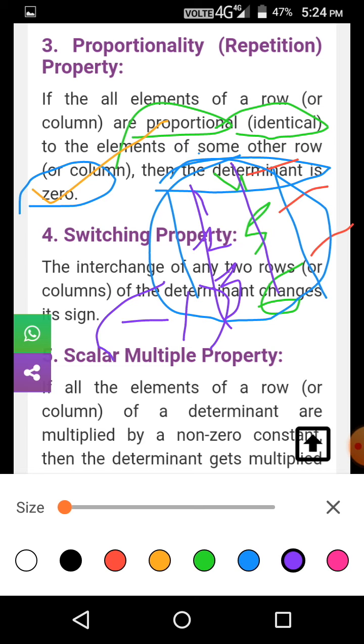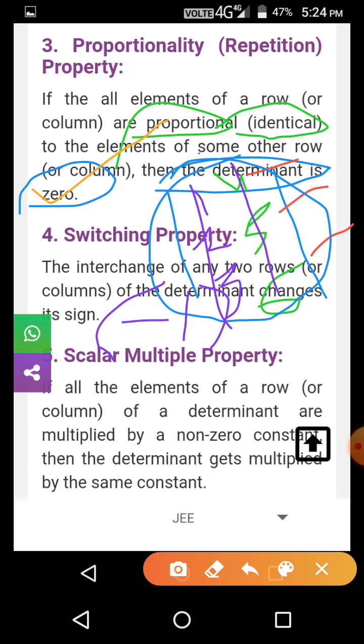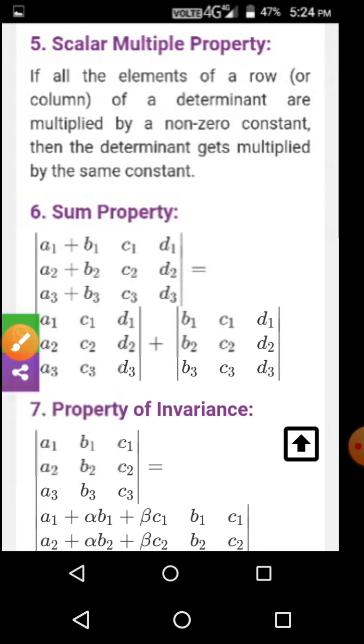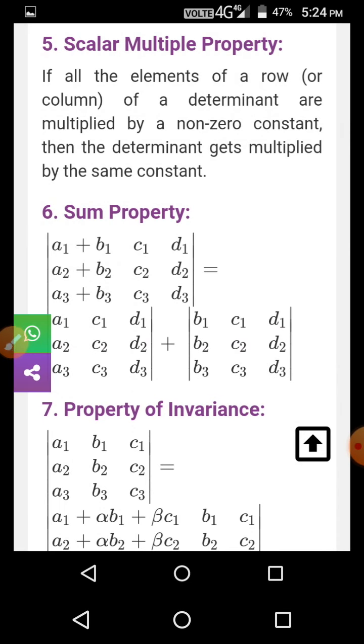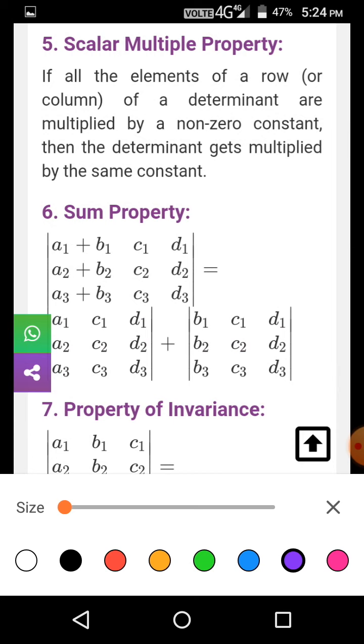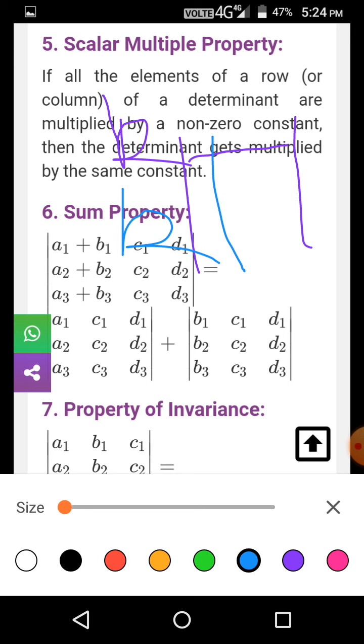That's called the switching property. Next property is the scalar multiple property. What does this property say? If all the elements of a row of a determinant are multiplied by a non-zero constant, then the determinant gets multiplied by the same constant. Even if you multiply one single row by some constant k, the whole determinant gets multiplied by that k. Even if you multiply one column by k, the whole determinant gets multiplied by that constant. This is a very important property, the scalar multiple property.